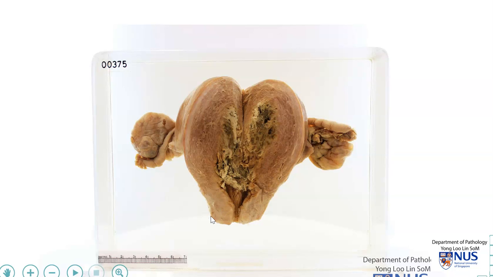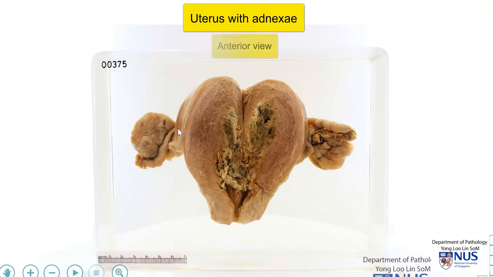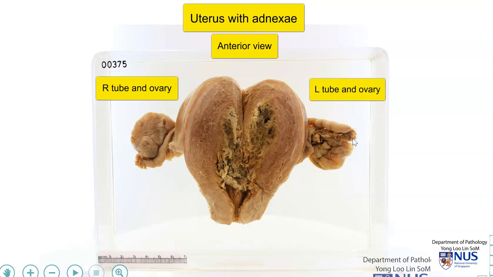Hello, this is a specimen of a uterus which has been partially bivalved longitudinally, and we have bilateral adnexal structures. We're looking at the anterior view, so this is the right fallopian tube with the fimbrial end here and the right ovary, and this is the left fallopian tube with the fimbrial end here and the left ovary.